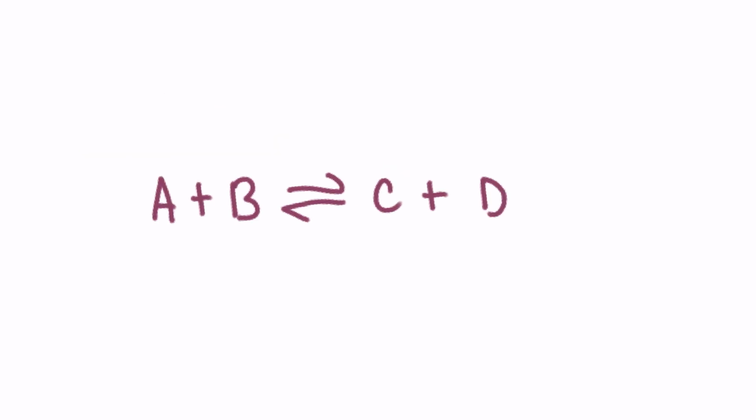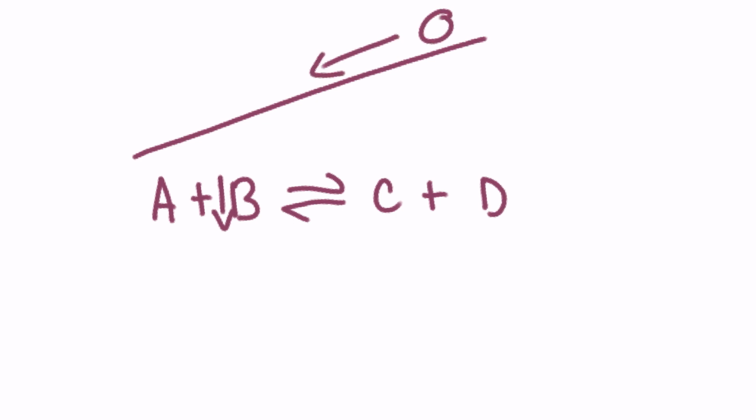Now, what if we were to lower the concentration of B? Thinking about it in a seesaw perspective, less reactants means less products. And if we place a ball right here, the ball is going to roll to the left, reactants.